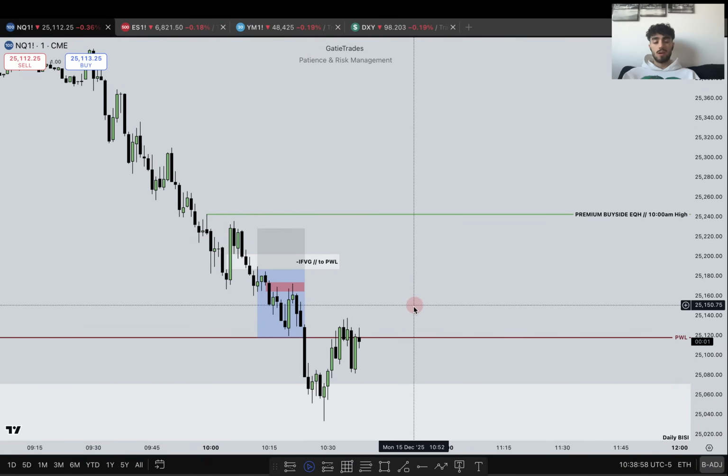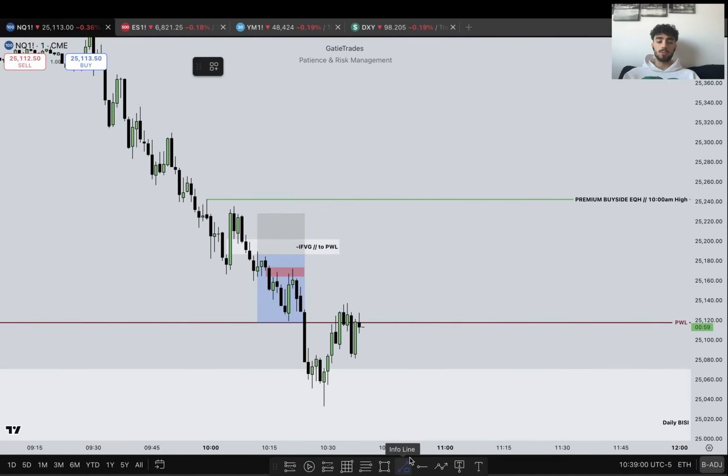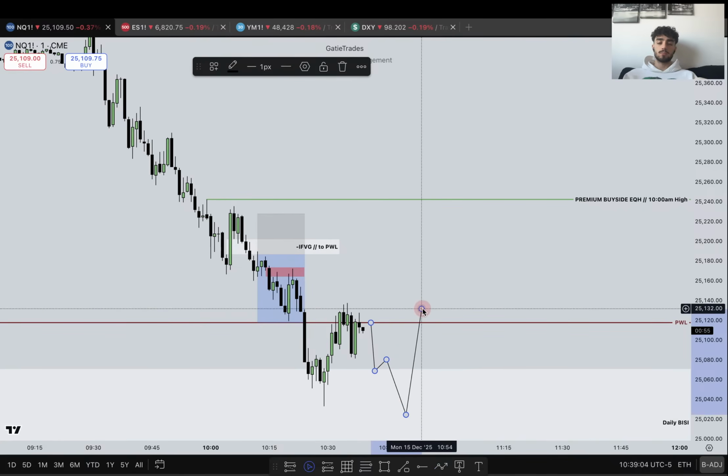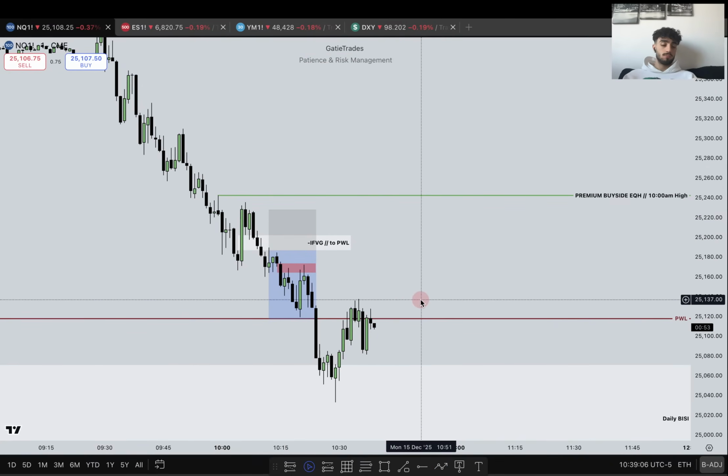You could long now. I would prefer to wait till the 10:50 macro because I think it could either consolidate here, or it could even do something like this. But it's not a bad trade. It's not a bad trade.